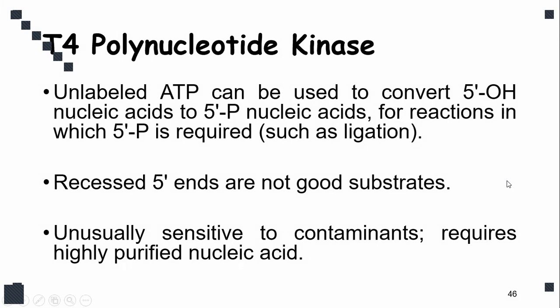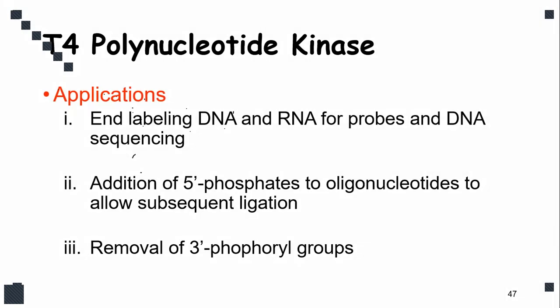Unlabeled ATP can be used to convert 5' OH, which we have just seen. Recessed 5' ends are not good substrates. It is also unusually sensitive to contaminants. It requires highly purified nucleic acid for this reaction to occur. Applications are end-labeling, which we have just seen, and addition of 5' phosphate to nucleotides, which we have seen from the equation. And then removal of 3' phosphoryl groups is another application.